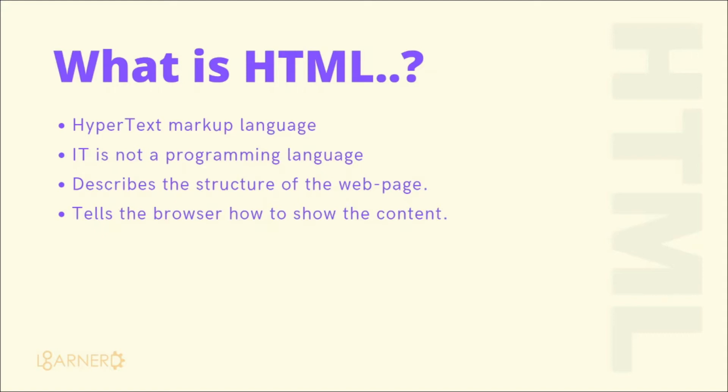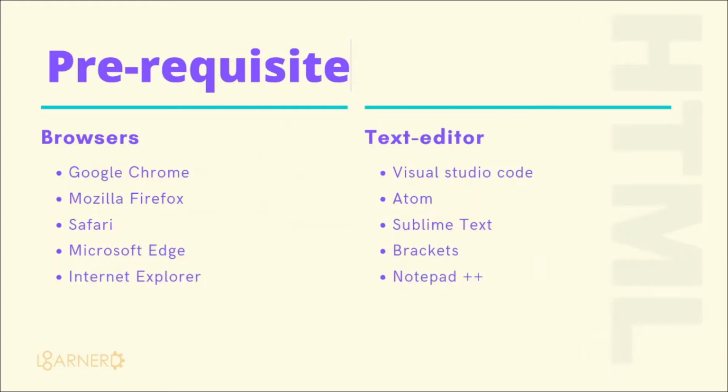Before getting into creating our first web page, let's look at some of the prerequisites that we will require to create a first HTML web page. We need browsers and text editors for that. There are many browsers available in the market, such as Google Chrome, Mozilla Firefox, Safari, Microsoft Edge and Internet Explorer, but I recommend using Google Chrome. Similarly, there are many text editors available, such as Visual Studio Code, Atom, Sublime Text, Brackets, Notepad++ or Notepad. I usually recommend using Visual Studio Code.